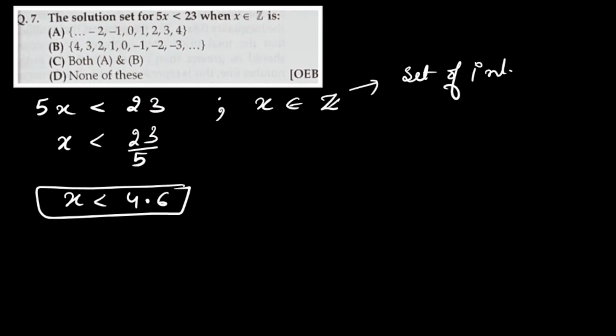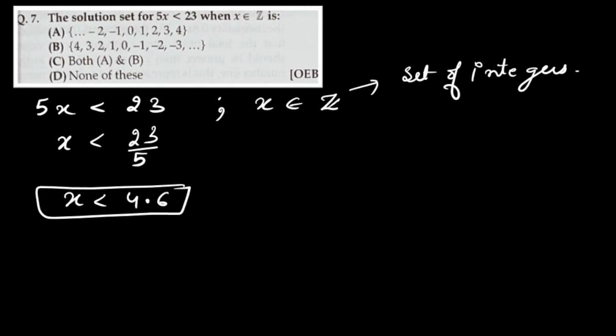Yes, so question number 7, next one. It's given to us 5x is less than 23. 5x is less than 23. Again, if we solve for the value of x, I'll get 23 by 5. So x is less than 4.6, I'll get. Now here the replacement set is the set of integers. So x belongs to Z, they have mentioned. This capital Z is the symbol for the set of integers.